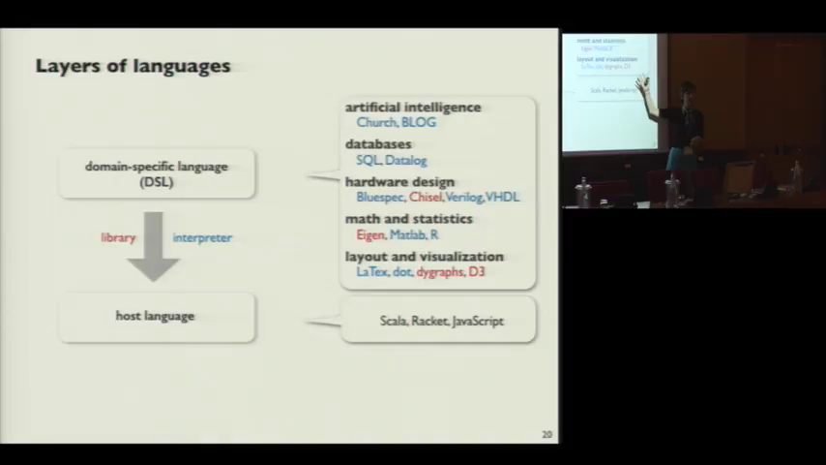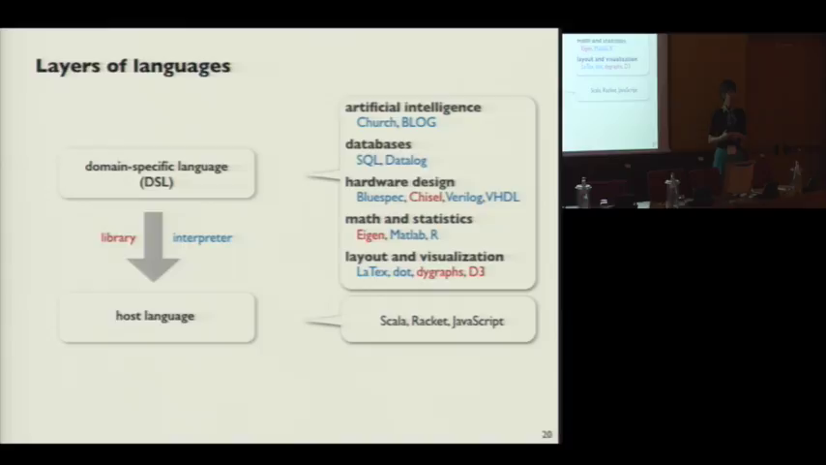In fact, any general purpose language can be a host language, but some are better than others in the sense that they have constructs that are designed explicitly for metaprogramming. For example, Racket has macros and Scala has staging. So these things make it easy to build new languages on top of these hosts. Now the question is, why bother with DSLs, right?